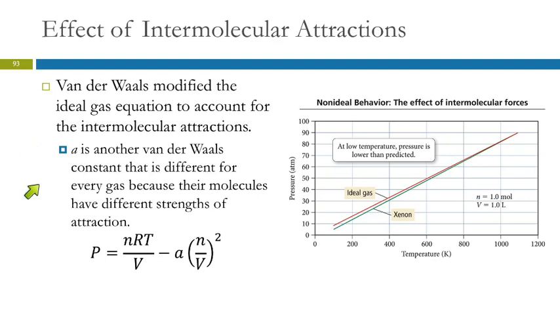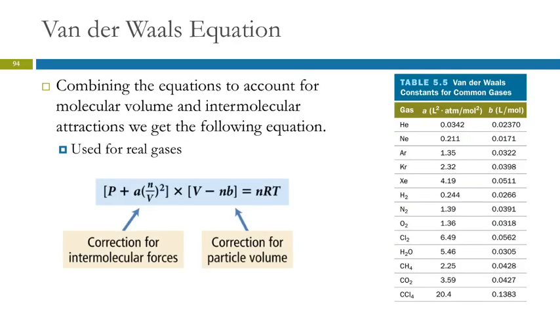Van der Waals also made an adjustment for this. A is another Van der Waals constant. Again, it's different for every gas. This takes into account the effect of intermolecular attractions. So the pressure is nRT over V minus a term. Now the good news is we don't need to use this, but it's out there in case you did some complicated thing. There could possibly be a homework problem that would make you use this, but I would never give this to you on an exam.